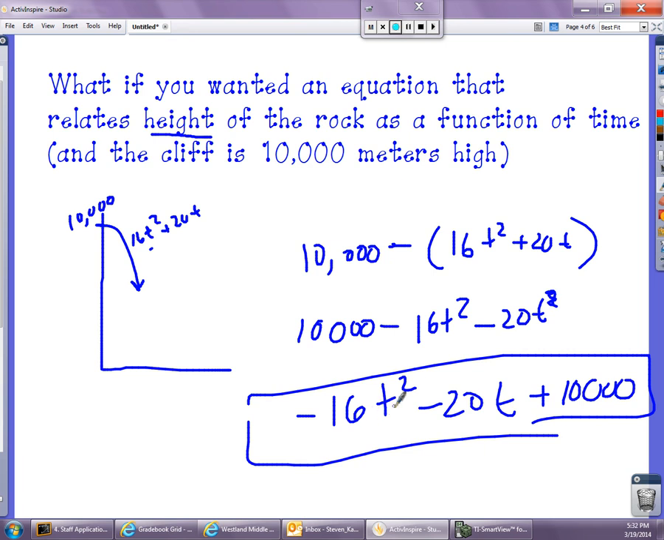And this would be the equation we can use to find out. If you tell me that it's been 5 seconds, and I plug a 5 into that t and that t, you'll find out the exact, it's not distance anymore, the height of where the rock is.